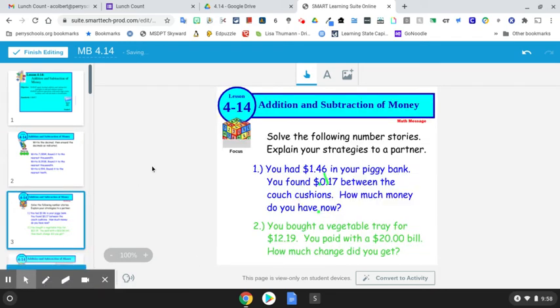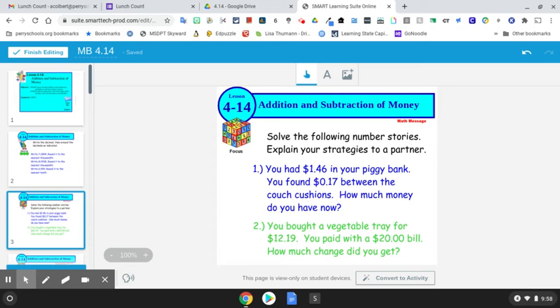Like we said, we're working with adding and subtracting. Clear our board here. We're going to solve the following number stories, and we want you to explain your strategies. So if you are in class, you can turn to a partner and explain your strategies to a shoulder partner. If you're at home, try explaining your strategies to a family member, a pet, or to yourself. First one is in blue. It says you had $1.46 in your piggy bank. You found 17 cents between the couch cushions. How much money do you have now?